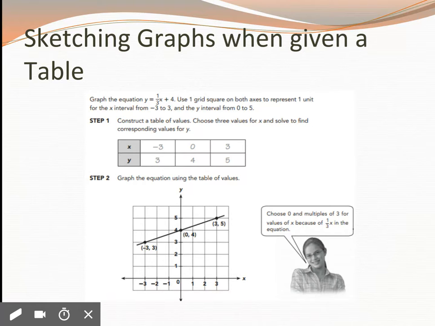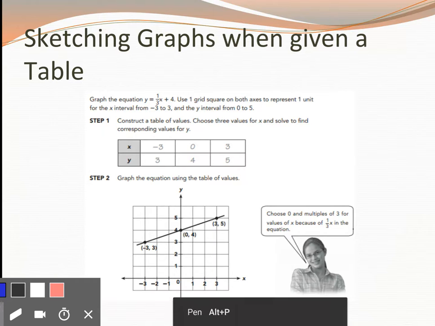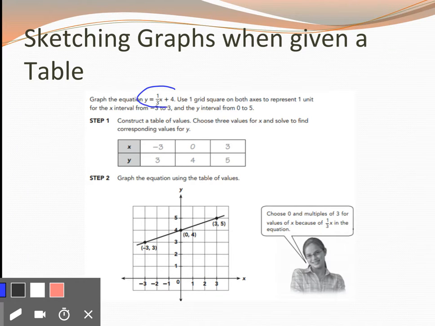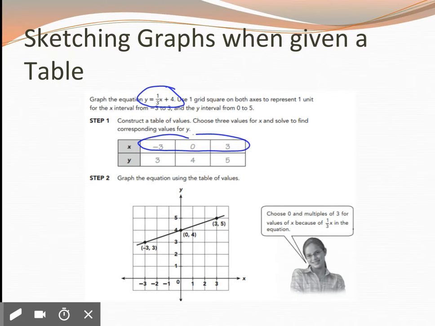All right, so sketching graphs when given a table or the equation with a table of values. So in this example, we have the equation of y equals 1/3 x plus 4. It says use one grid square on both axes to represent one unit for the x interval from -3 to 3 and the y interval from 0 to 5. So that sounds a little confusing, but what they wanted you to do again is use three numbers that were between -3 and 3 on the x-axis. And then you'd plug those numbers into the equation, and I'll show you how.